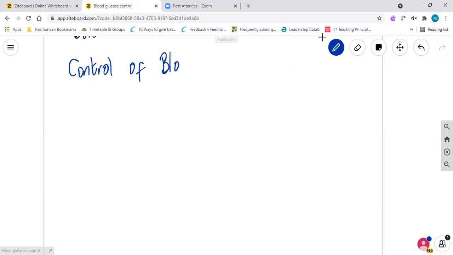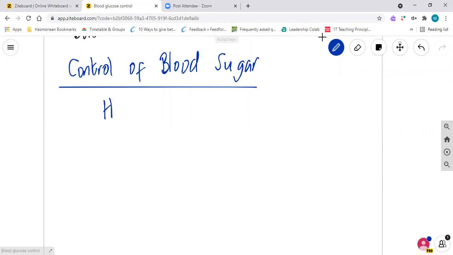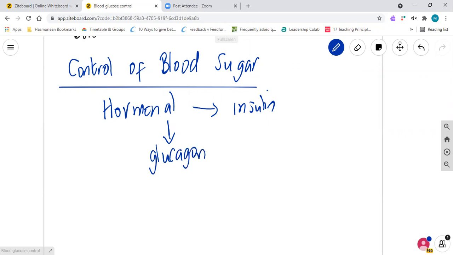Now, you will remember from GCSE that whenever you're talking about homeostasis, you're always going to be talking about the idea of having a receptor, something that receives the information, something that coordinates the information, something that responds to the information. Now, control of blood sugar is a hormonal control, and it involves two hormones that you've come across before, insulin and glucagon. So both of them are secreted by the pancreas, but more specifically, insulin is secreted by the beta cells of the islets of Langerhans in the pancreas.